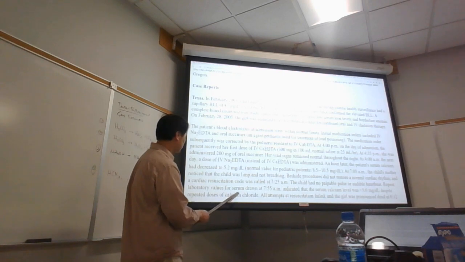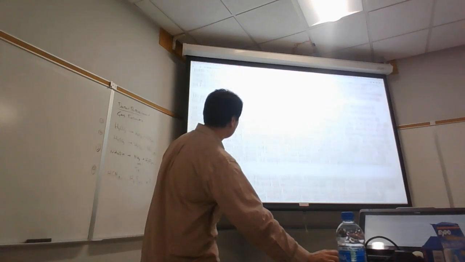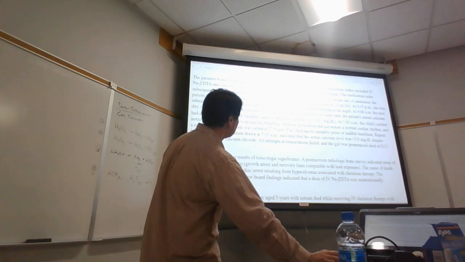Repeat laboratory values for serum drawn at 7:55 a.m. indicated that the serum calcium level was less than 5 milligrams per deciliter, despite repeated doses of calcium chloride. All attempts at resuscitation failed, and the girl was pronounced dead at 8:12 a.m.